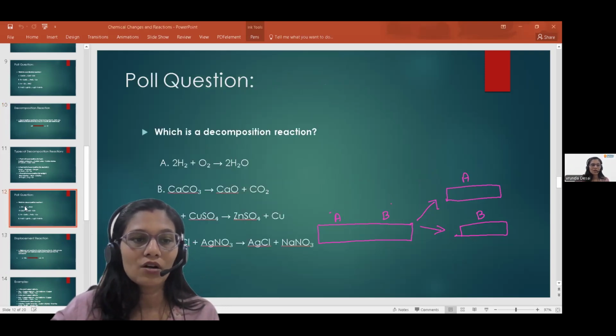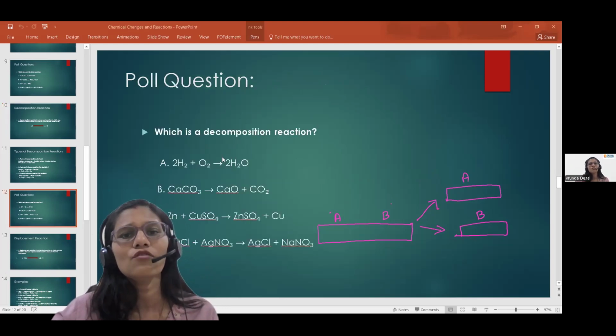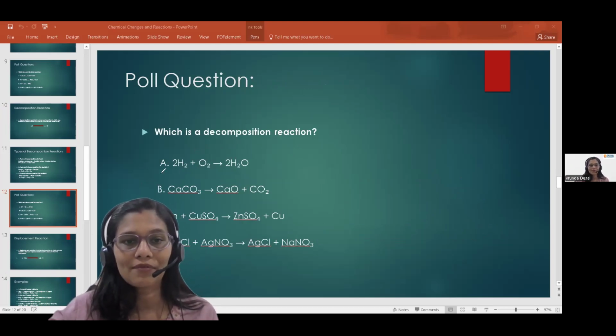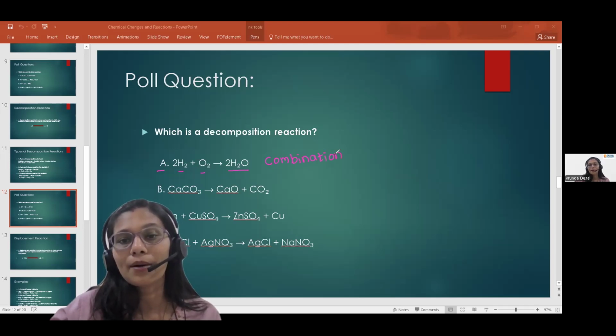So let's see a question which is a decomposition reaction. Let's see the options one by one. Option A, H2 plus O2 is giving us H2O. So this is combination reaction because more than one reactant are combining to form a single product.